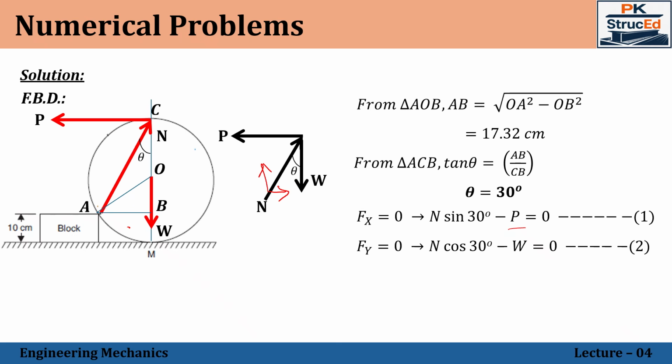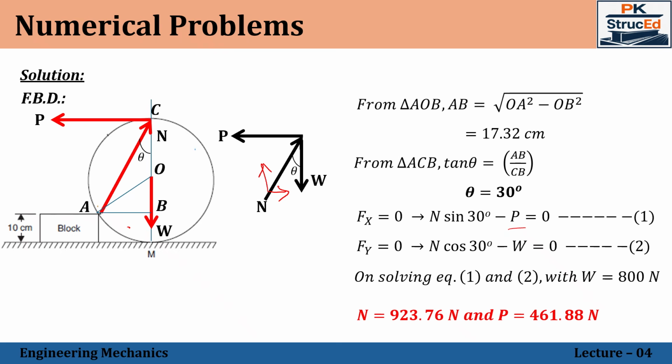Since W is known, which has been given as 800 Newton, we have only two unknowns, N and P. So we have two simultaneous equations with two unknowns. Solving these two equations, we can get the value of N as well as P. We are getting the P value as 461.88 Newton, and this is the least pull required to just turn the wheel over the block.